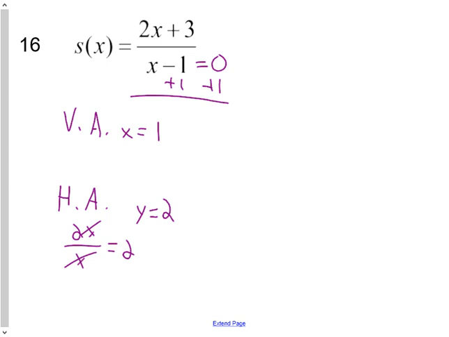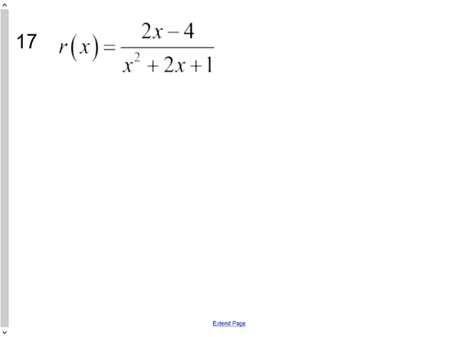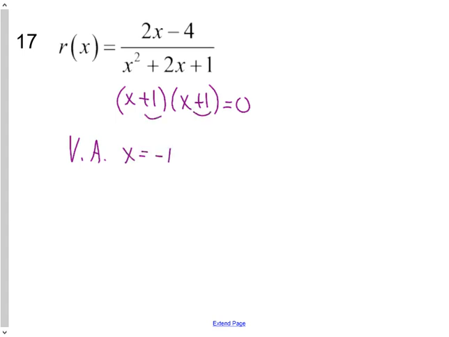Couple more left. 2x minus 4 over x squared plus 2x plus 1. The bottom factors to x plus 1 times x plus 1. Numerator to stay the same, cannot equal 0. We get vertical asymptote at x equals minus 1. They're both the same. I don't need to repeat or say multiplicity. And then we got horizontal asymptote of 2x over x squared, going to give you 2 over x, which is going to lead us to y equals 0. And this has to do with end behavior, right?